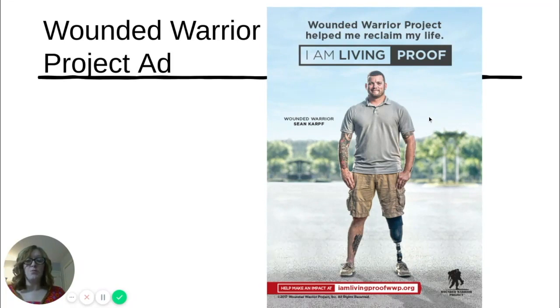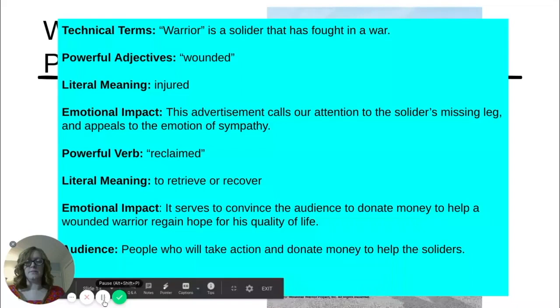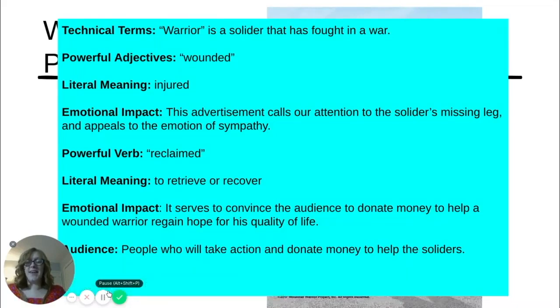Pause now and write down in your My Notes section the technical terms that may help you understand this advertisement, along with powerful verbs and adjectives. Ensure that you write down the literal meanings of those verbs and adjectives, along with the emotions or pathos used in this advertisement. Finally, make sure to write down the intended audience. Pause here and take time to write down in the My Notes section. Let's go over it together.